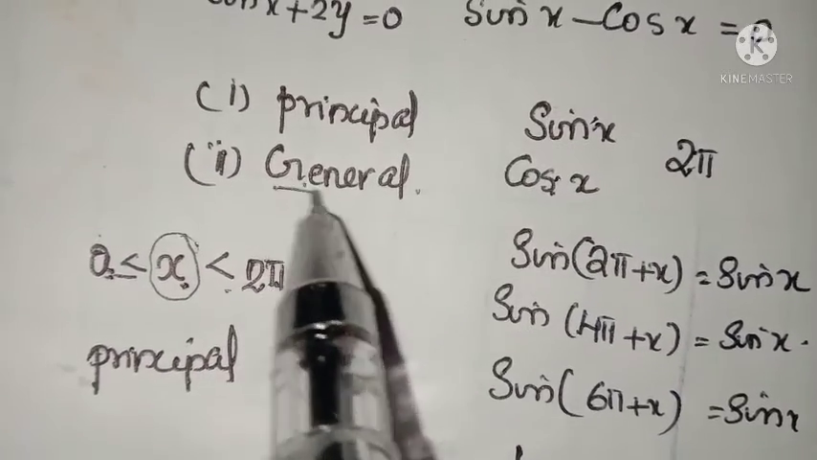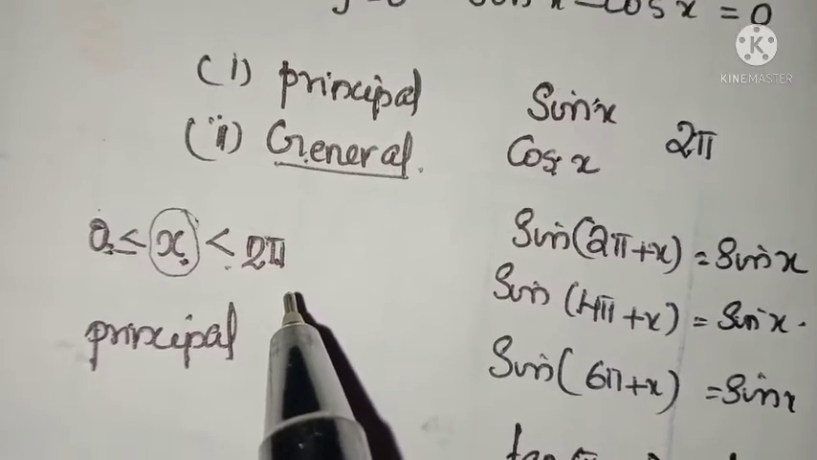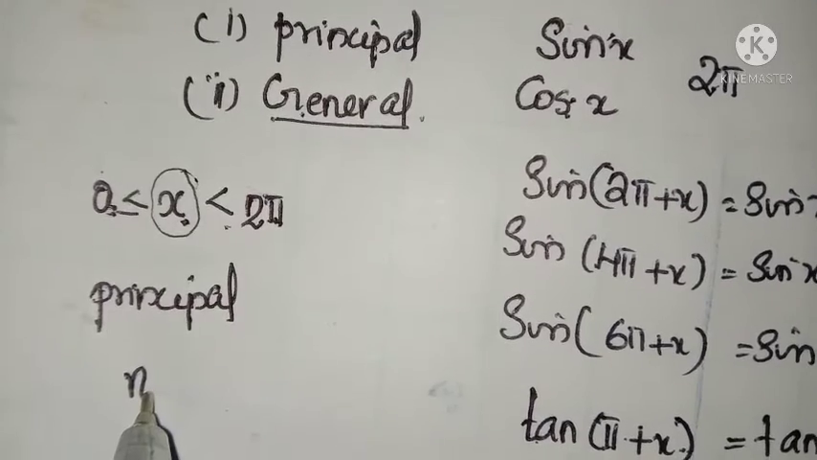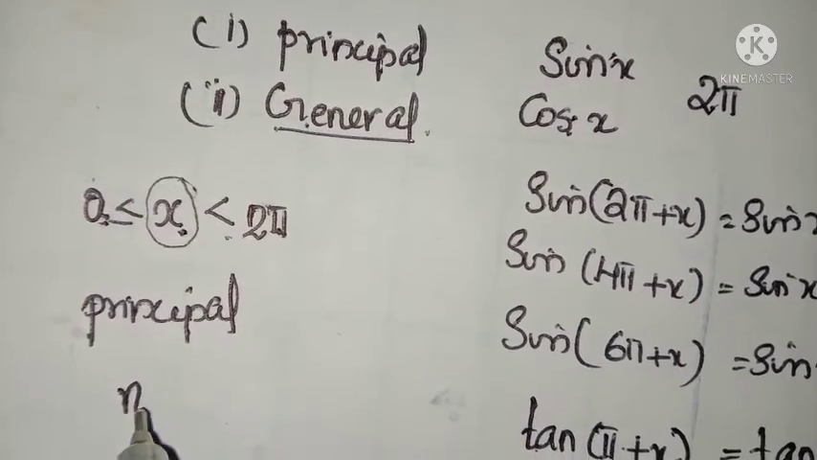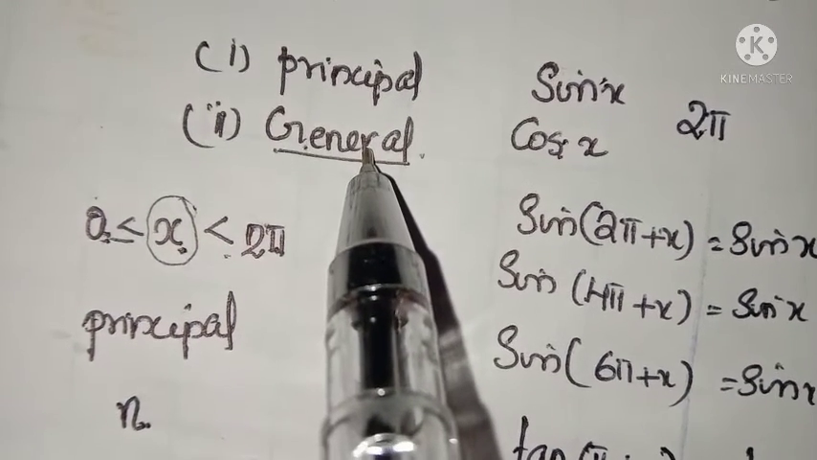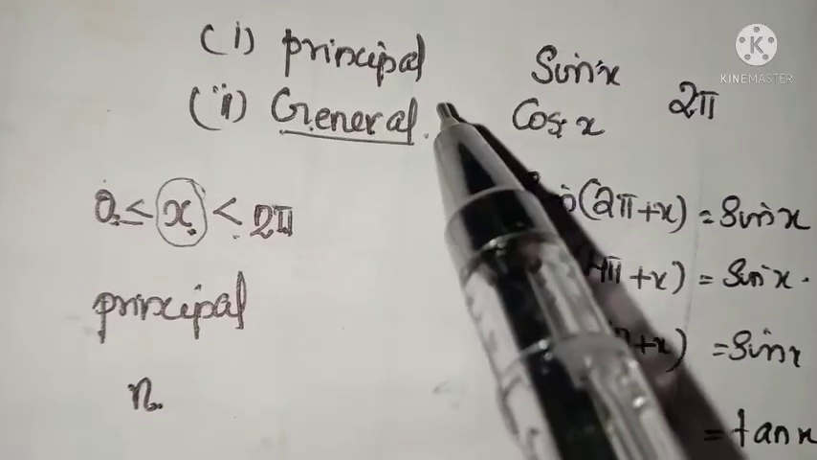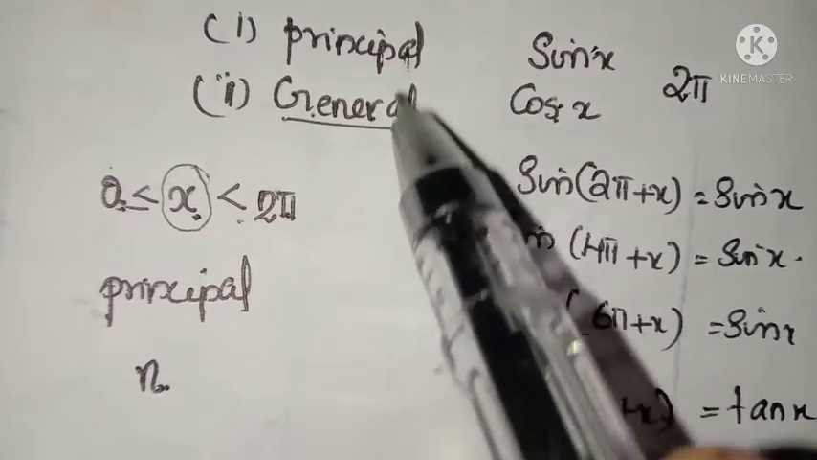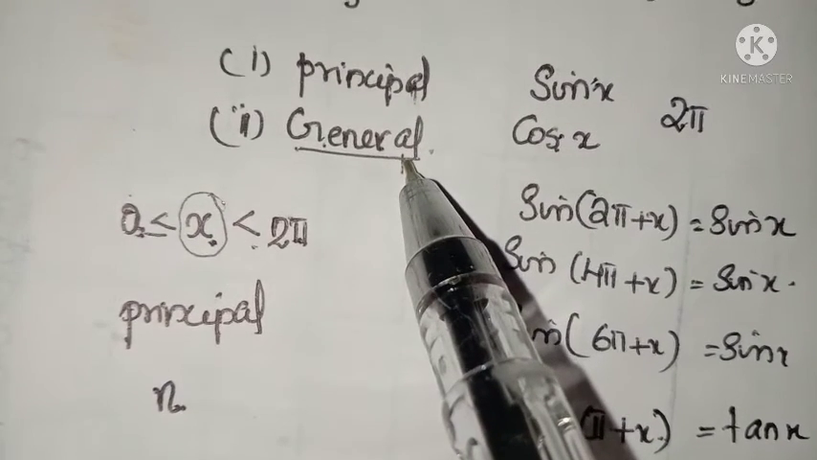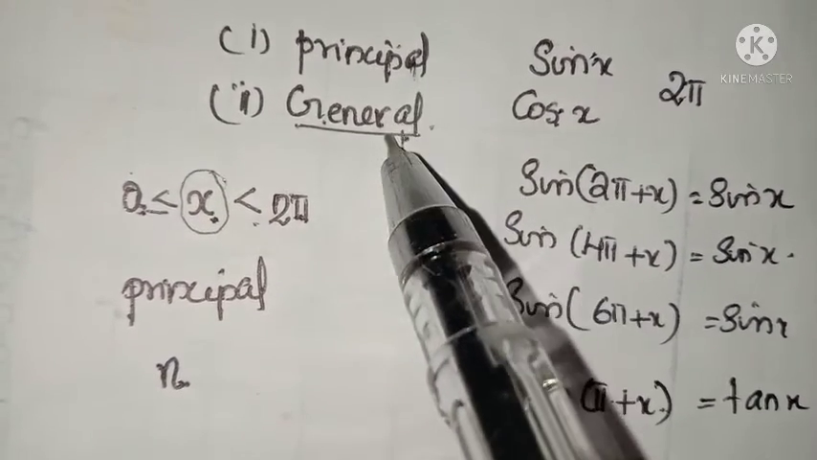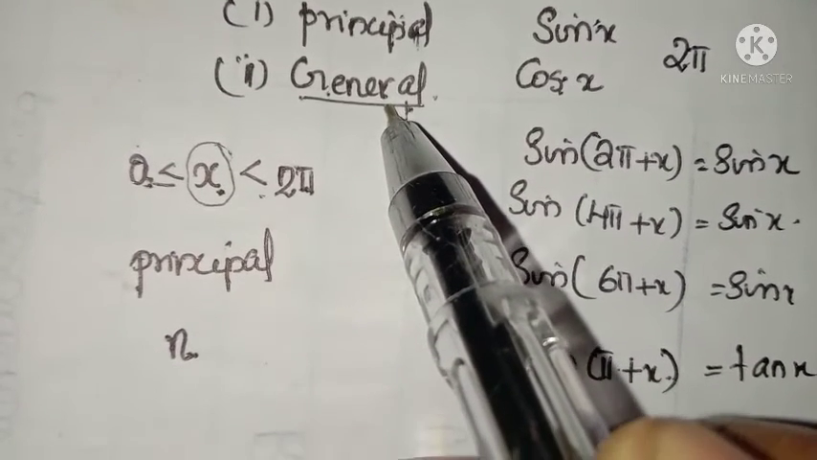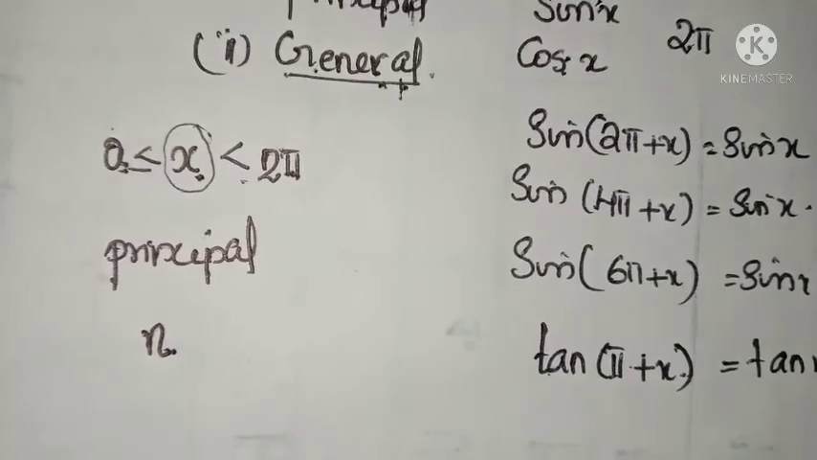Now what about the general solution? General solution means any expression involving the integer n. Okay, any expression involving the integer n is known as the general solution. Okay children, so you have to be thorough with these two terms, principal solution and general solution. While doing the examples, you will become familiar with these two terms, principal and general solution, and how to find the solutions by using formulae. Okay.